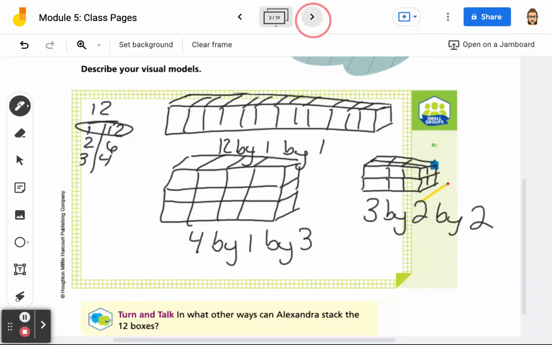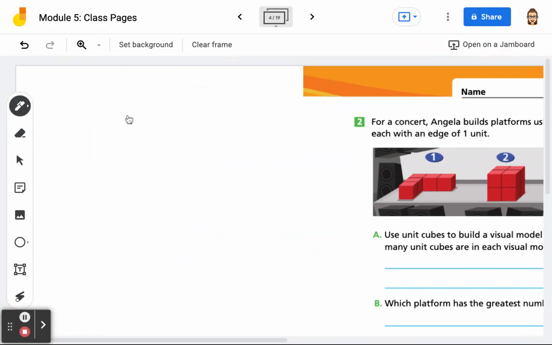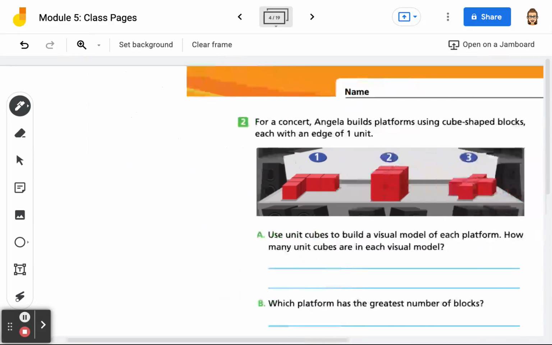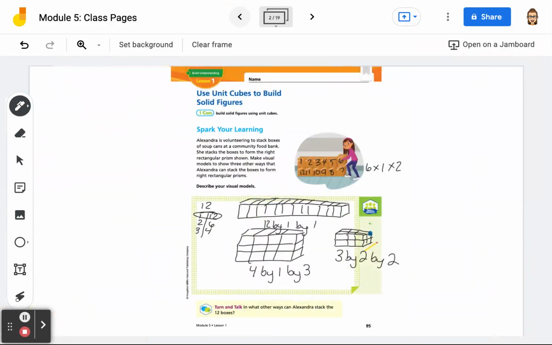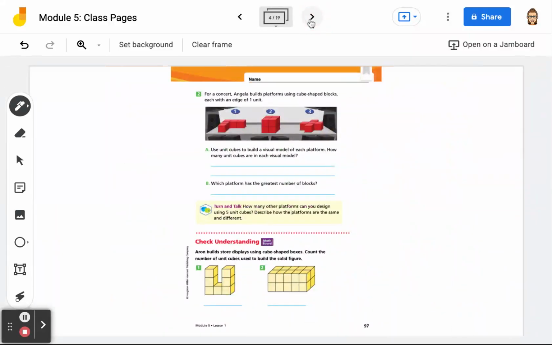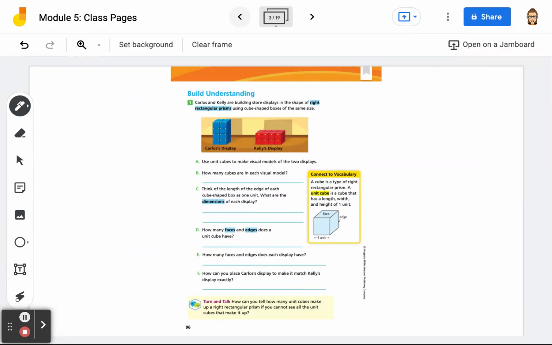So let's go to the next page. So it says, for a concert, Angela builds platforms using cube-shaped blocks, each with an edge of 1 unit. Except I skipped a page. Hold on. Did I just put it in the wrong order? No, I skipped a page. There it is. Okay, sorry. Technical difficulties.